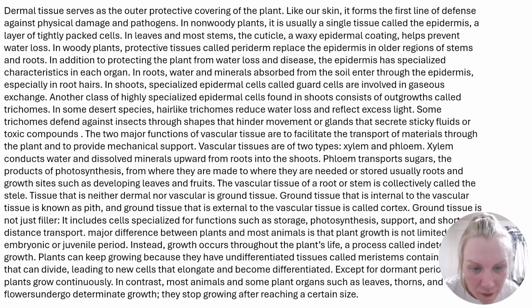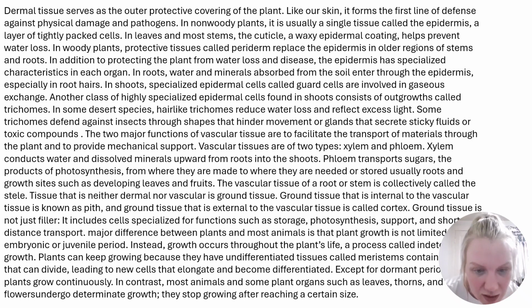Xylem conducts water and dissolved minerals upward from the roots into the shoots, and the phloem transports the sugars and the products of photosynthesis from where they are made to where they are needed and stored, usually in the roots and growth sites such as developing leaves and fruit. The vascular tissue of the root is collectively called the stele.